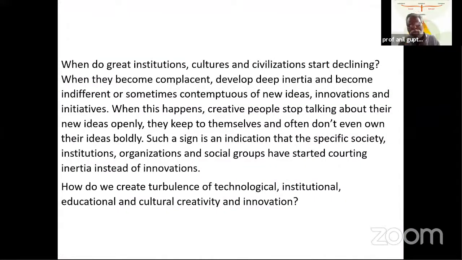One of the arguments that I'm making is a continuation of the point we made in the last class, that great institutions, cultures, civilizations start declining when they become complacent. They develop deep inertia, what Clifford Geertz called involution. Just as you have evolution, there is an involution, almost like a downward spiral. And we start criticizing each other too much. We start condemning each other's ideas too much. We don't encourage innovations. We always blame our past.